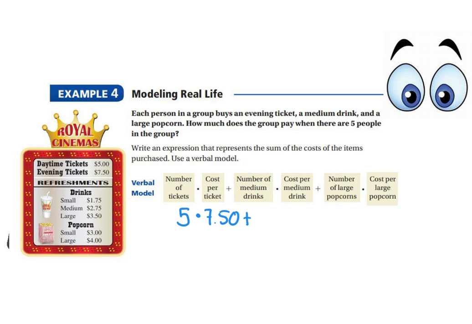Number of medium drinks is going to be 5 times the cost of a medium drink is $2.75 plus the number of large popcorns is 5 times the cost of a large popcorn is $4.